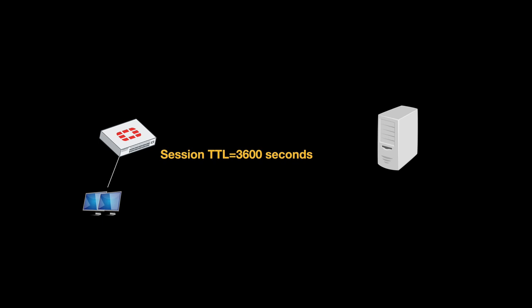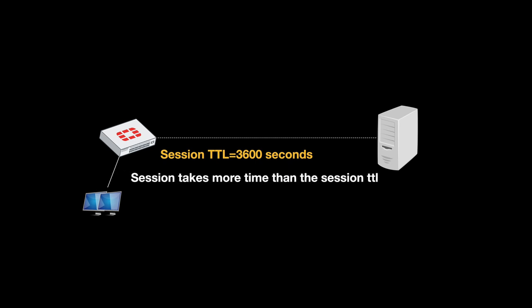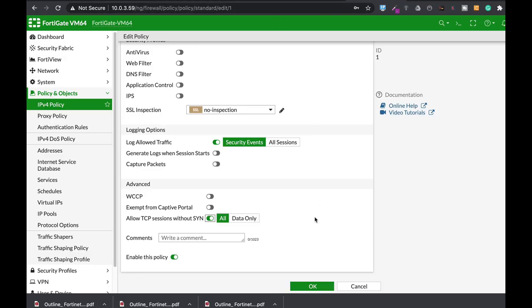Now, what happens if your client initiates a session towards a database server or any server and the session will take much longer than 3600? Now, if your server comes back on that specific session and this session was already deleted from the session table, then the packets will be dropped. And that's the idea. If you disable SYN checking for packets that belong to the same session, then you can actually avoid disruptions in your network and the traffic or the packets won't drop.